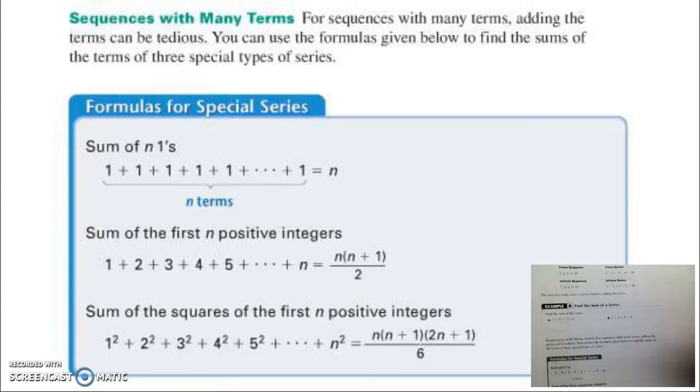The obvious one, if I'm just adding 1 over and over and over again, the value is going to be equal to the number of terms. But ones that are a little more uncommon, let's say we started at 1 and wanted to add up the first, say, 5 or 10 or 100 positive integers, 1 plus 2 plus 3 plus 4 and so forth. Well, here's the rule for it. The sum of that series is the last number n times the next number, n plus 1, divided by 2. And there's a similar rule for adding up squares: n times n plus 1 times 2n plus 1, divided by 6. So let's take a look at a couple of examples.